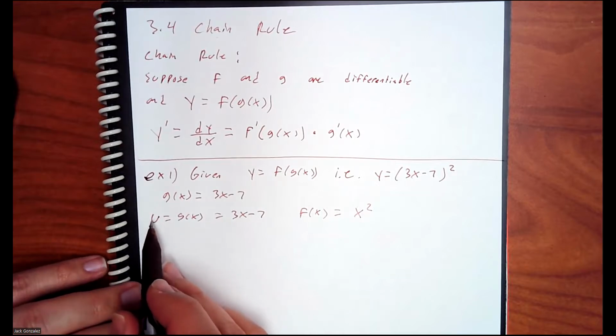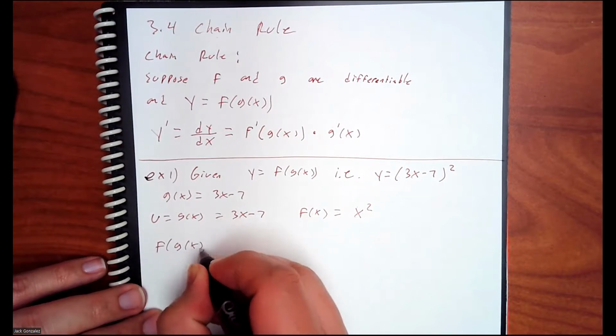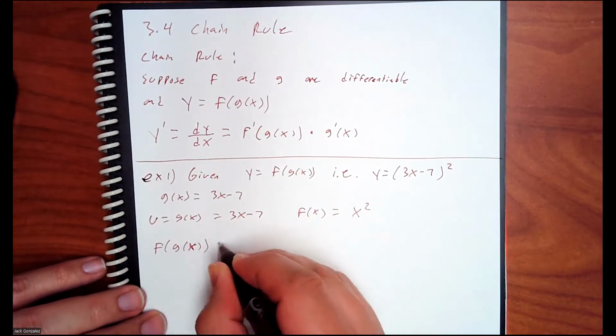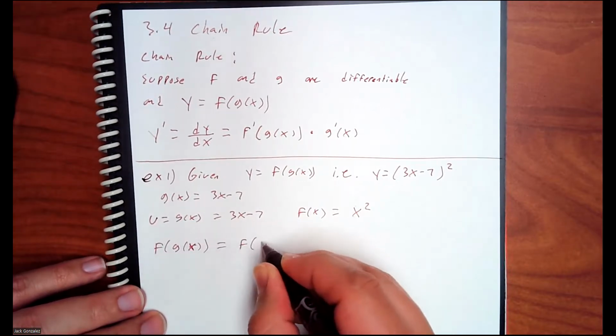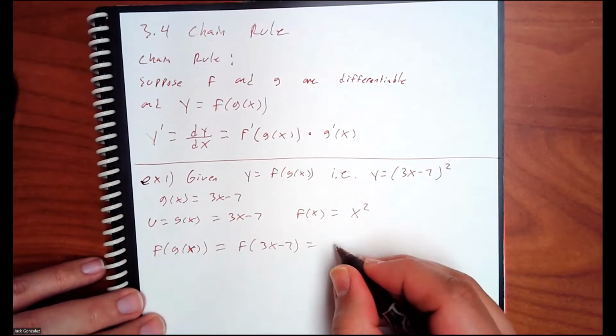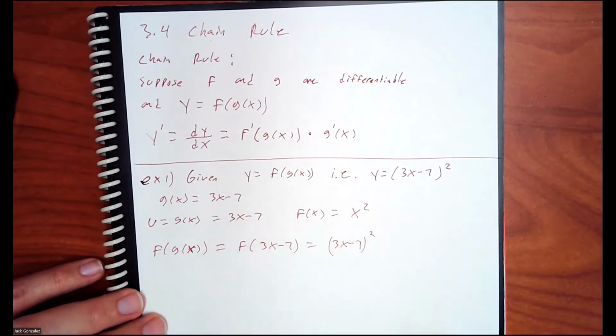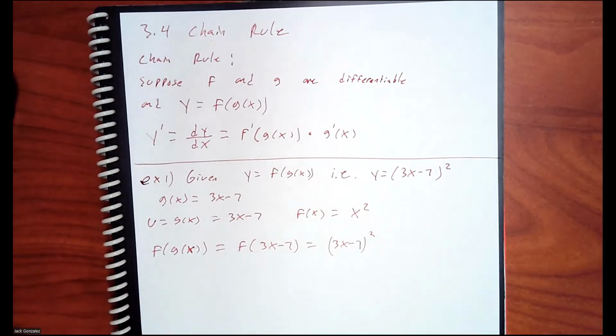So I made this note just so you know what they're talking about in the homework. F of g, just to remind you of college algebra, this means f of 3x minus 7, which means this guy, right? Does that make more sense? Do you remember?